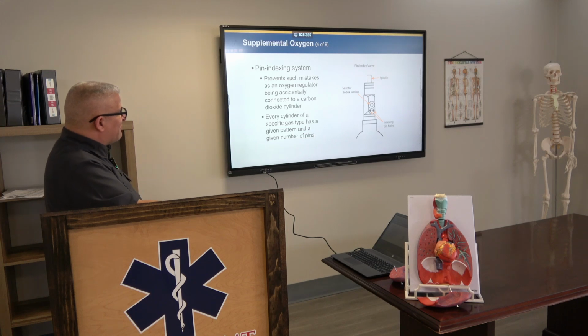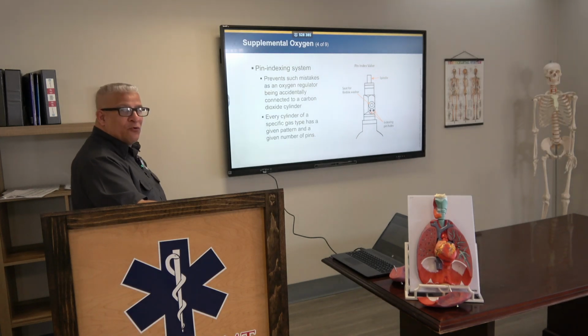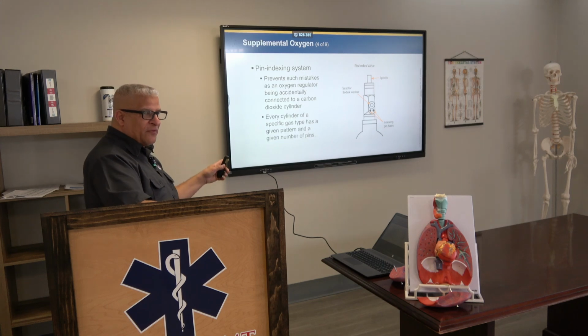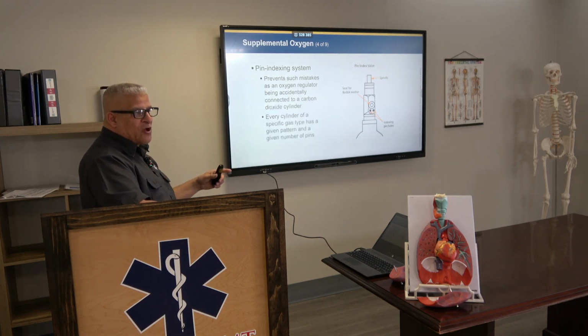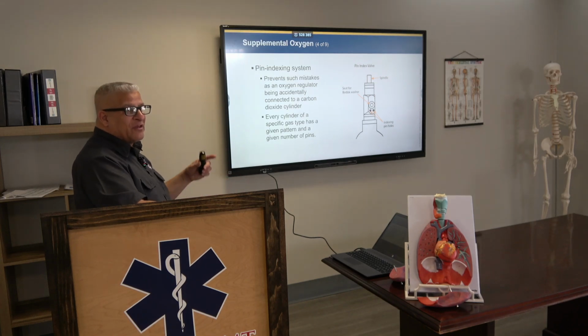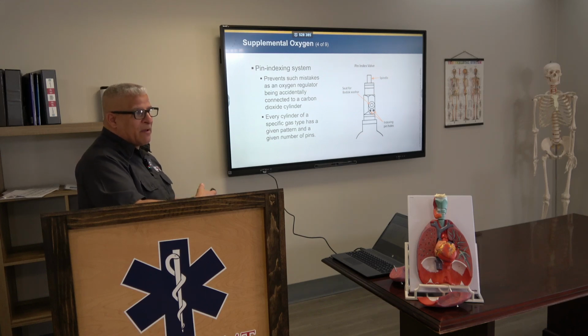If you notice here, you have a 3-pin system. The 3-pin system on the top of the oxygen tank is unique to medical grade oxygen. So we can't put any other type of regulator on this, and we cannot have a bottle that carries oxygen but is not medical grade. It'll have a different stem, so our regulators will not fit that. That way we cannot accidentally give a patient oxygen that's not cleaned and not medical grade.